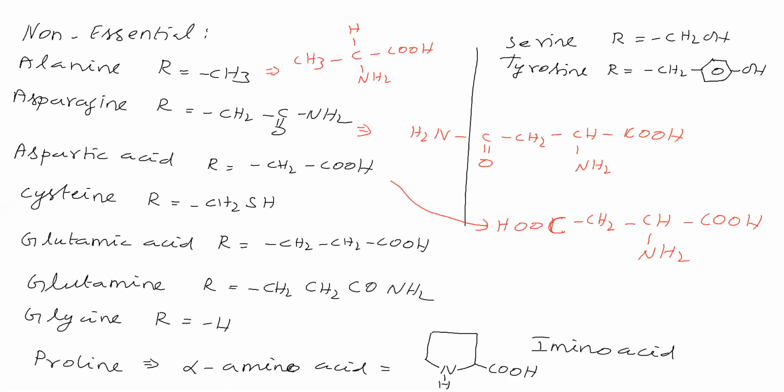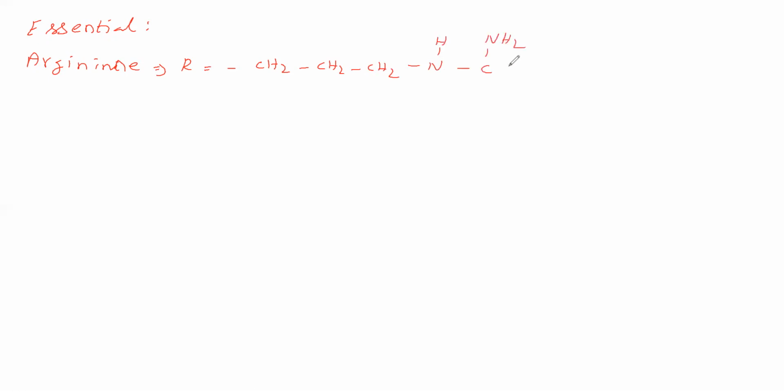Next we will see essential amino acids. For essential amino acids, we are taking arginine. For arginine, R is CH2 three times, NH, CNH2, double bond NH. It is arginine. Here it comes under basic amino acids.